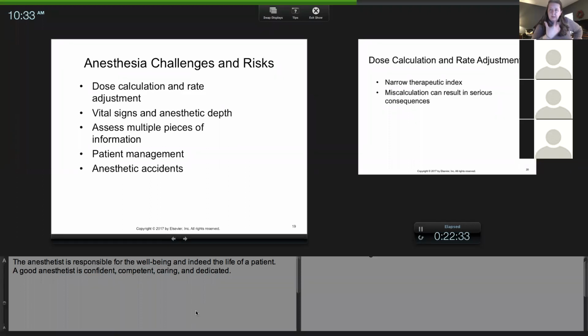If I understand any risks my patient has, and if I understand the side effects of the drugs I'm using, then the pay attention part is: is my patient responding appropriately? Is their consciousness level appropriate? Is their heart rate appropriate? So you have to balance all of this information. The biggest thing I can say about an anesthetist is that they're paying attention to detail.